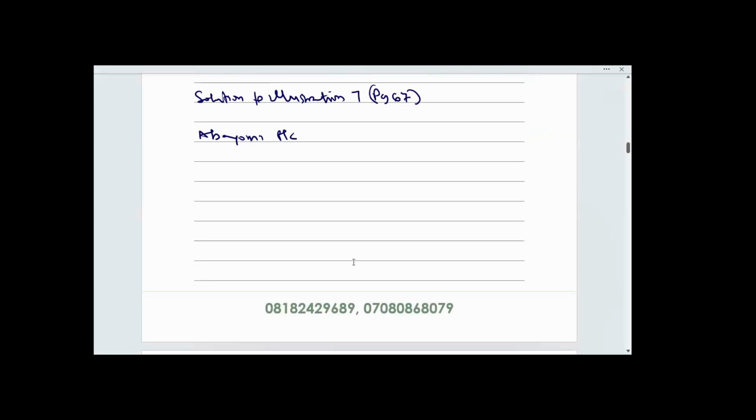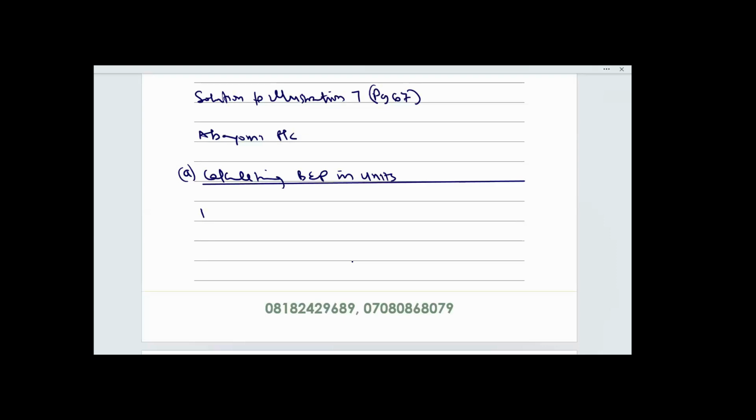Solution. So illustration 7, still on page 67. The name of the company is Abayomi PLC. So the examiner is asking you to determine break-even sales in units. So number A, requirements, calculating break-even points in units. Of course, you are expected to follow the 5 procedures.